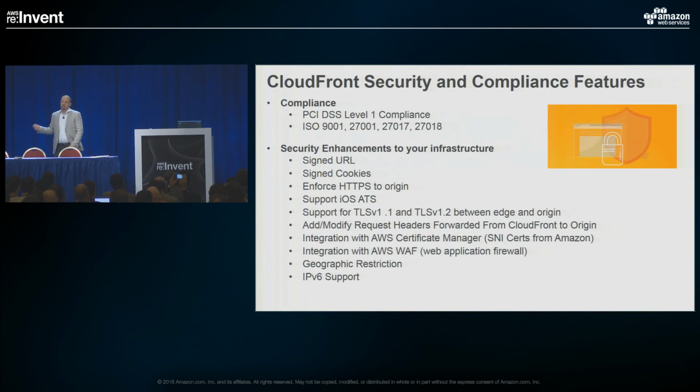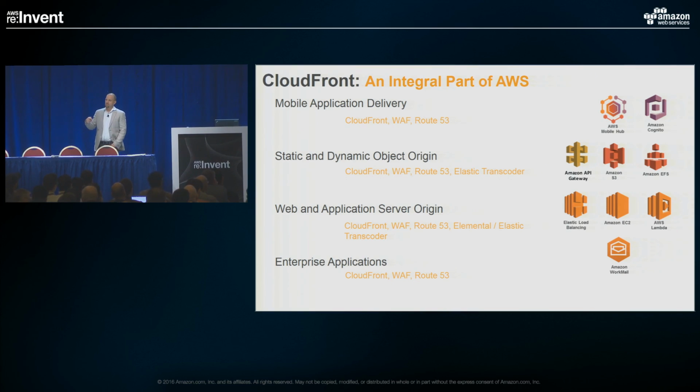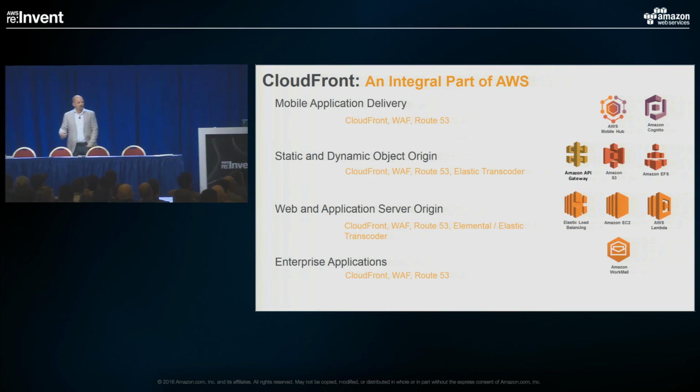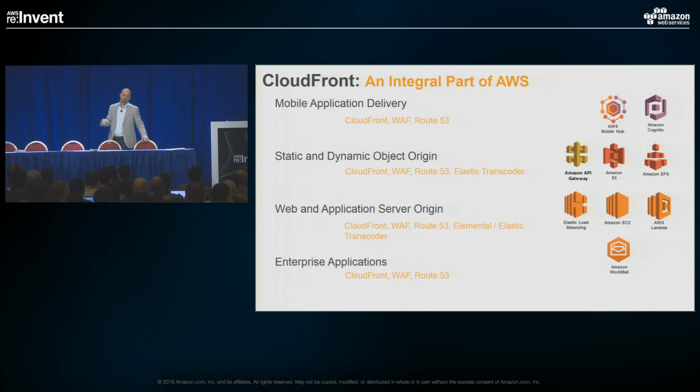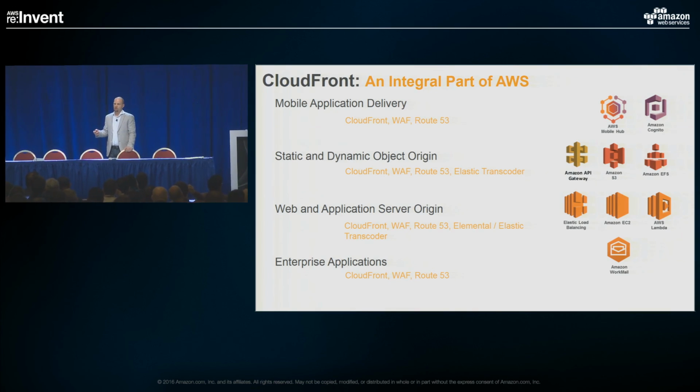The other thing is that it's an integral part of AWS, not just S3 and EC2 that I had mentioned, but if you're developing mobile applications and you're using AWS Mobile Hub or Amazon Cognito, you get a CloudFront distribution. And that CloudFront distribution is automatically set up for you. It helps you scale your mobile application and your environment. We also help you with Amazon API Gateway, web and application servers like ELB and EC2, but also for Amazon's enterprise applications, you can host those as well.